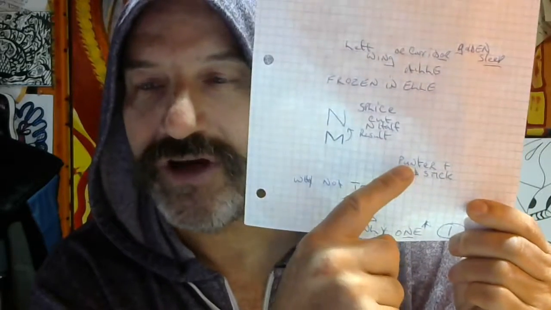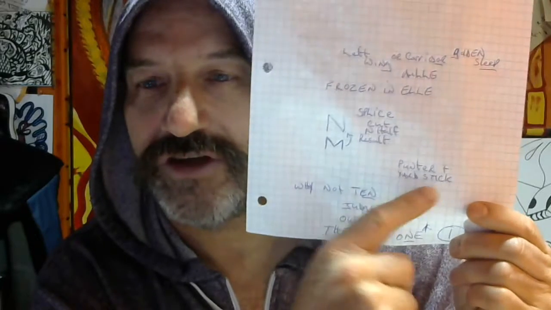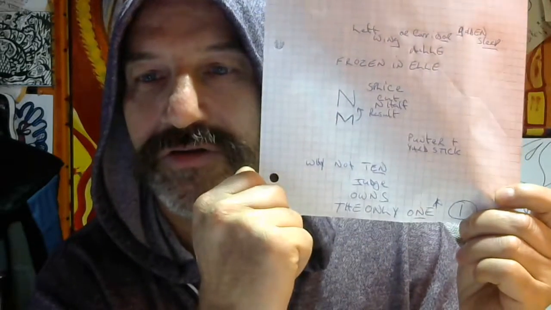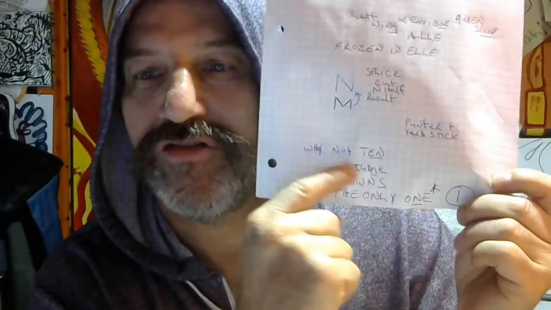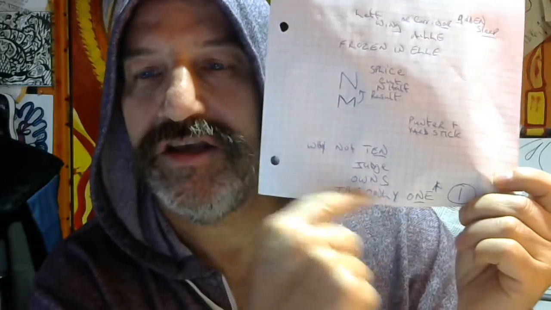The punter, how many yards back does he go from the yardsticks before he's protected to kick that ball? Why not 10? Because the judge owns 10. He is the only one, black and white, owning 10. Raphael, since the 8 is black and all the numbers in pool are white, let's figure out this equation. The judge is black and white.